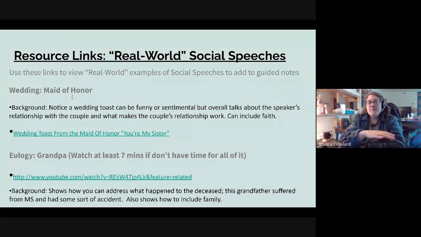For wedding, I have a maid of honor toast. Typically, maid of honor toasts tend to go more sentimental, whereas guys tend to joke more, but there's no wrong way to do it. I was told in school when I went to speech class, if you're a woman, you will be a maid of honor. And I'm like, that's just a given? Like they just hand that out, huh? Weird. So here's a maid of honor speech.